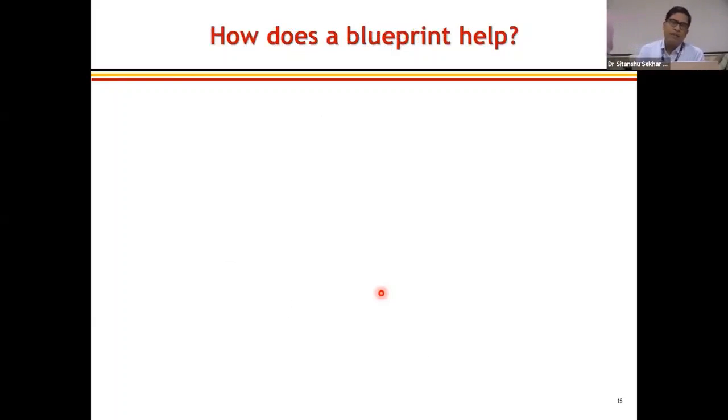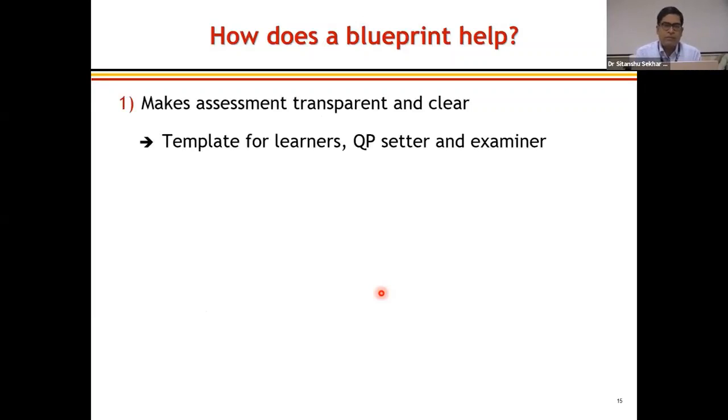So how does a blueprint help? We've been talking about what a blueprint is. I have told you that it's a table of specification of three things: the contents, the methods and tools of assessment, and the weightage for each competency. Now, if the blueprint is available, it will make the assessment process transparent and clear. It serves as a template for learners, the question paper setter, and the examiner. The disconnect that we discussed earlier can be minimized. I'm not saying that we can completely avoid it, but we can minimize it. It's like bias: bias cannot be completely avoided, but it can be minimized.